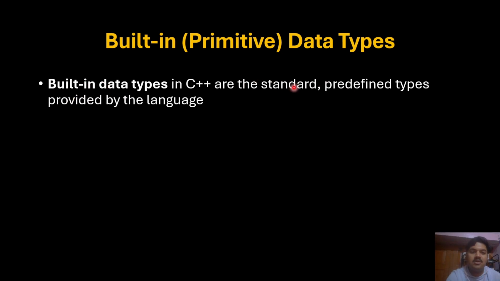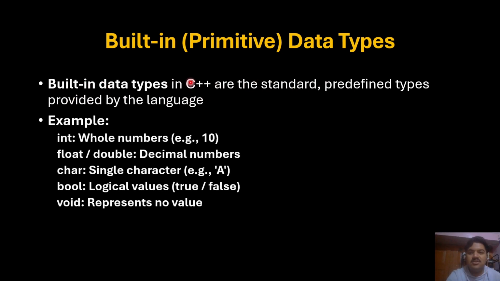These are in the language. C++ has some standard predefined data types that can be used, like integer, represented by int. It represents a whole number, for example 10, 100, 1, 101, and others like that. Then comes float or double. Float or double represent decimal values. Both have different characteristics, but both are used to define a decimal number.